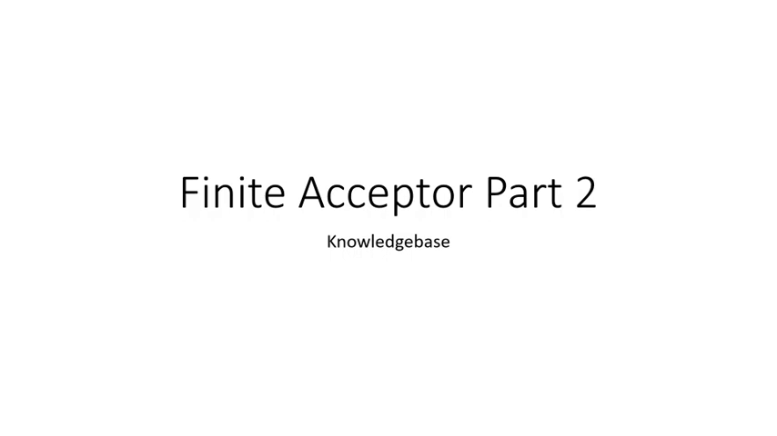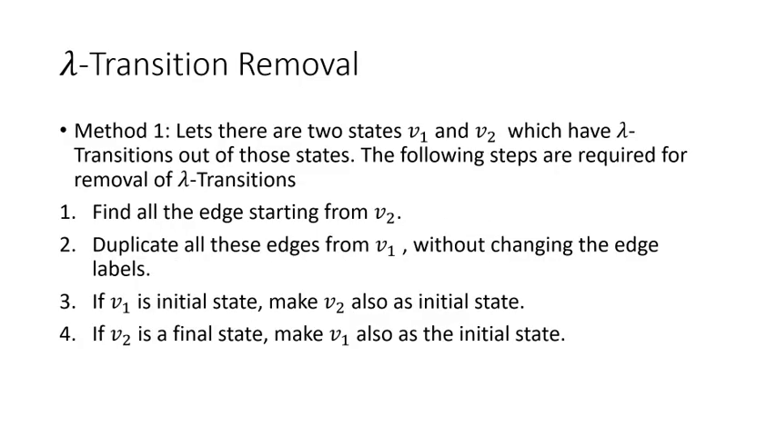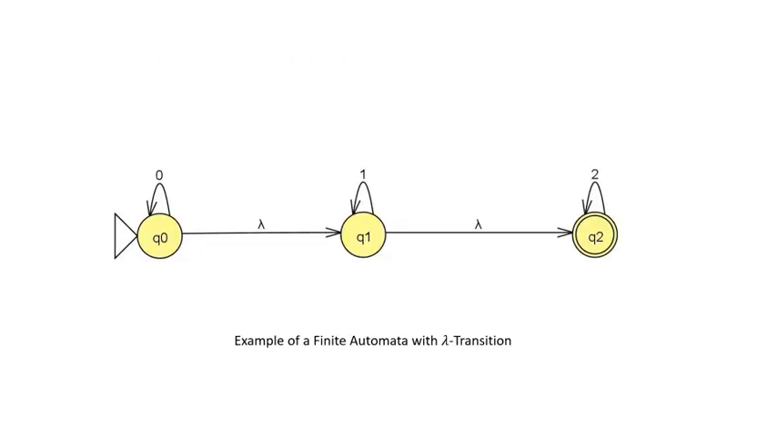In this video lecture, we will discuss removal of lambda transition. So let's first see what is lambda transition. In this example, we can see there is a transition between the state Q0 and Q1, and also there is a lambda transition between Q1 and Q2.